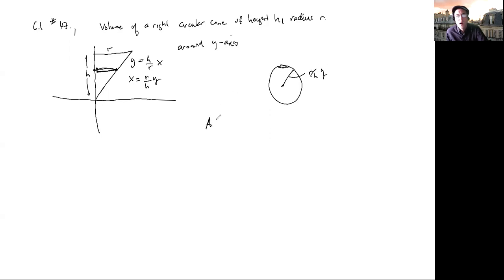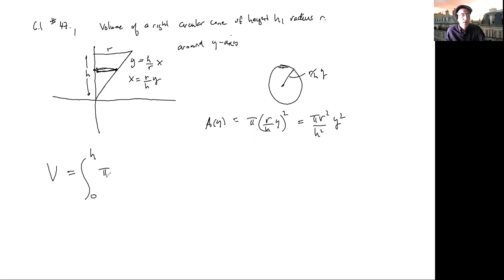So A of y is pi times r over h times y, quantity squared. Here r and h are constants. So this is pi r squared over h squared times y squared. So the volume is the integral. Now y is going from 0 to h, right? Of pi r squared over h squared times y squared dy. And we're integrating over y because we're rotating around the y-axis.